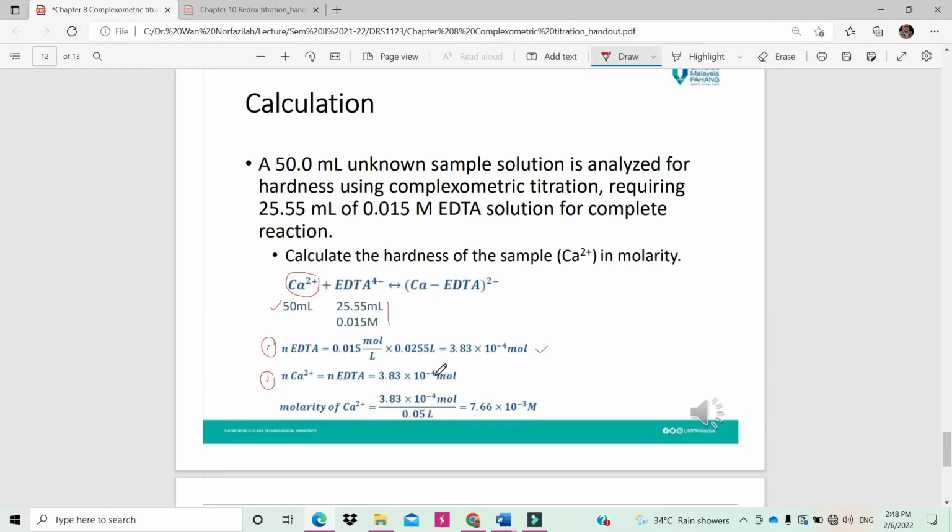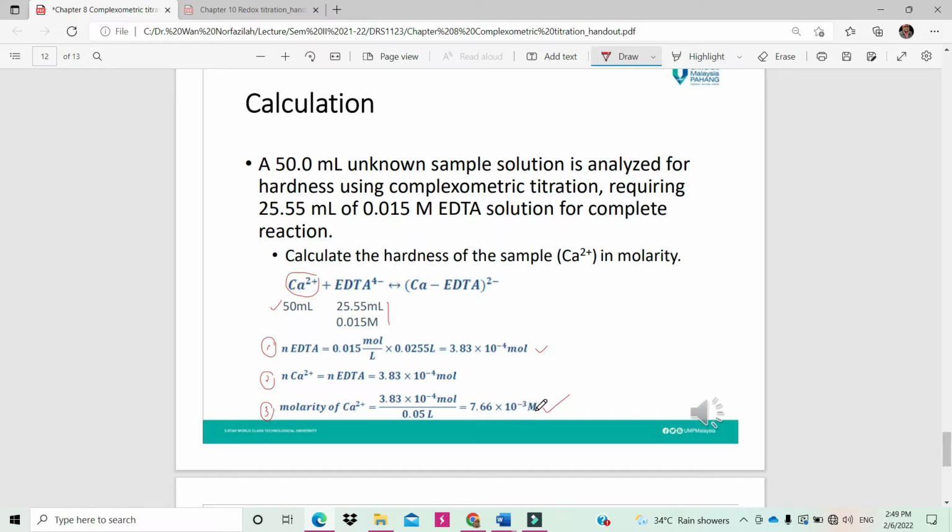And from this number of mole, we can calculate the molarity. Since we know the volume of the calcium ion, 50 ml, so we can straight away divide the number of mole with the volume of calcium ion. Then we get the molarity of calcium ion. Okay, so we call this the hardness in molarity.